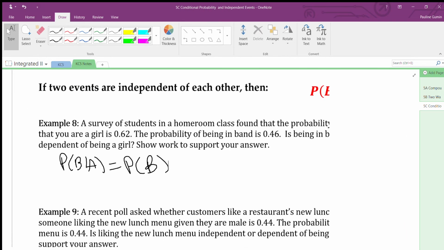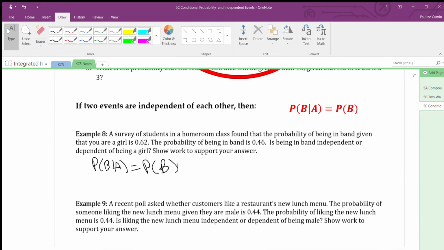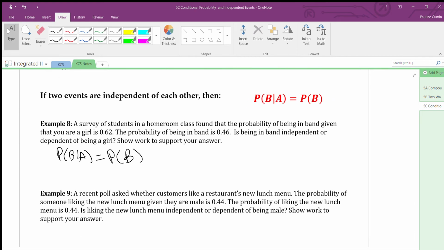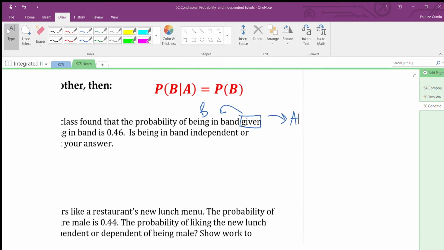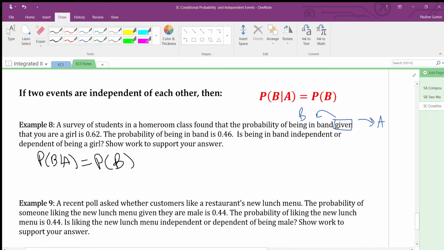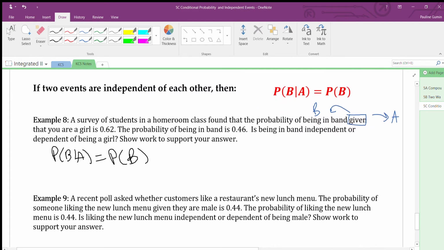A survey of students in a homeroom class found that the probability of being in a band, given that you are a girl, is 0.62. The probability of being in a band is 0.46. Is being in a band independent or dependent of being a girl? First, let's find given, that key word. B for before, and whatever comes after is our A. So A is girl and B is band.